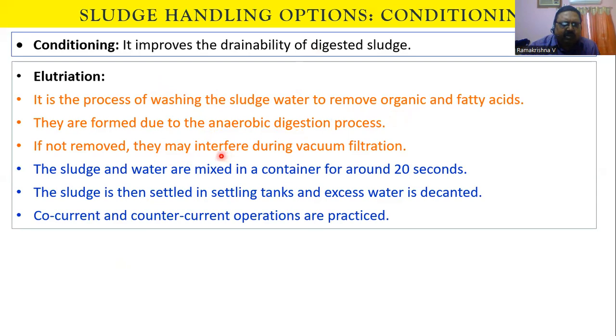How to remove these solids? The sludge and water are mixed in a container for around 20 seconds. The sludge is then settled out in settling tanks and excess water is decanted. Co-current or counter-current operations are practiced. Co-current means water and sludge flow in the same direction. Counter-current means water and sludge flow in opposite directions.